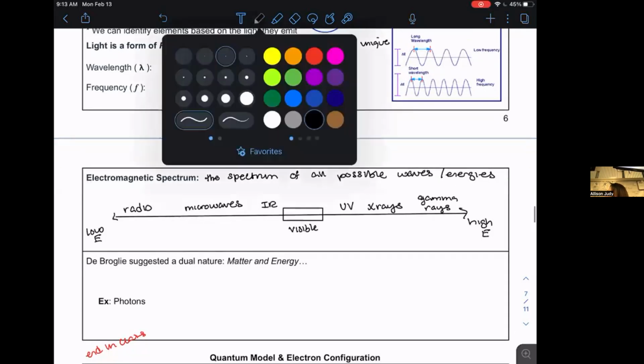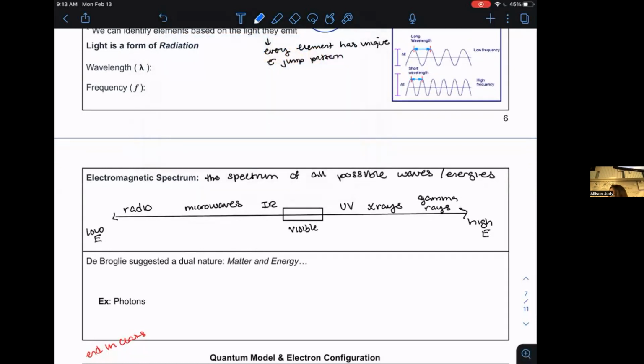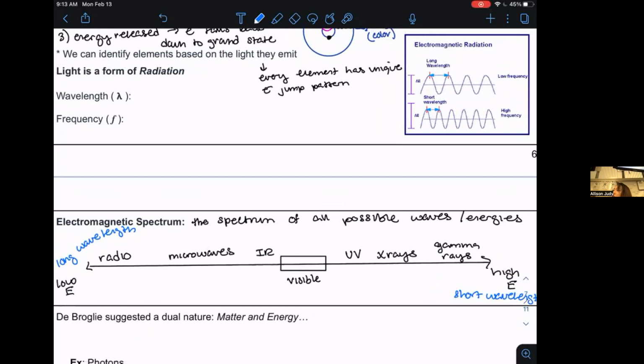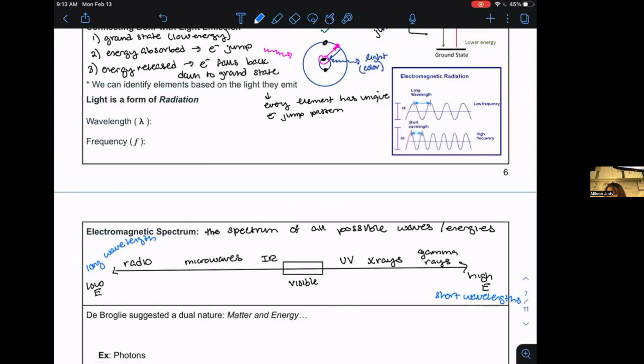Okay. If you have low energy, you have long wavelengths. If you have high energy, you have short wavelengths. Right? And what's a wavelength? It's the distance between each peak in a wave. So high energy wavelengths have short distance between them and high frequency because you can fit a lot in a small amount of time. Okay. Low energy, long wavelengths.